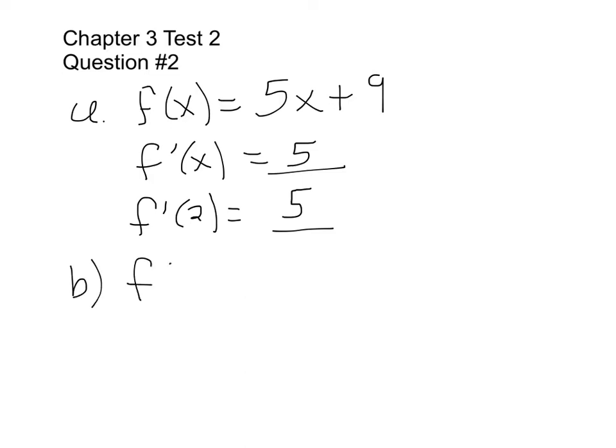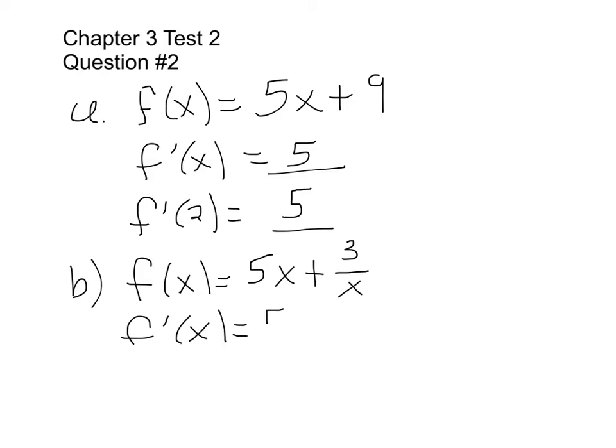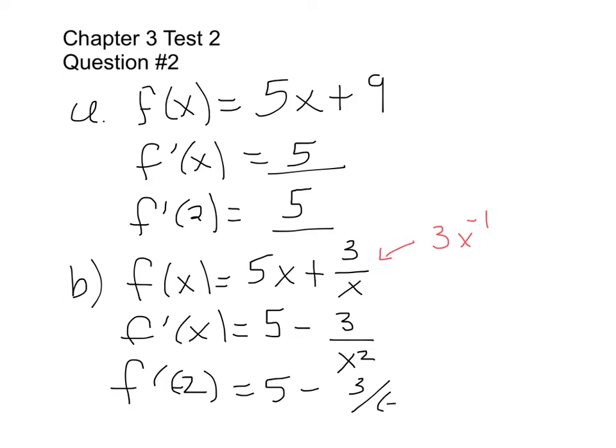Part B, we're given f of x equals 5x plus 3 over x. So the derivative of 5x, again, would be 5. The derivative of this one probably would be easier to write like that, and so you would bring the minus 1 down. So you'd have negative 3 x to the minus 2. I'm going to go ahead and throw that on the bottom. And then the second part is to evaluate it at negative 2. So I simply plug in a negative 2, and I get 5 minus 3 fourths, or 17 over 4.